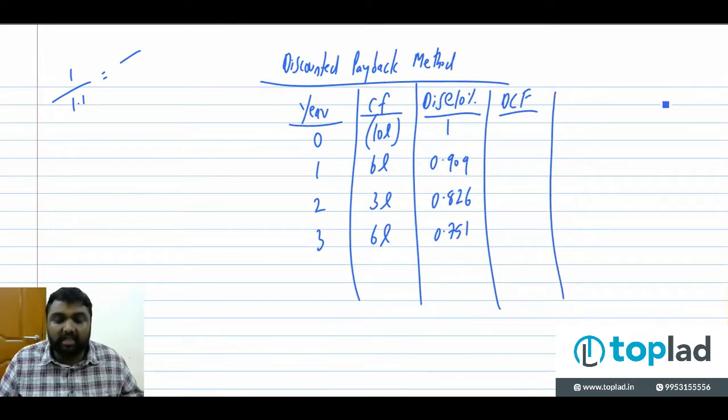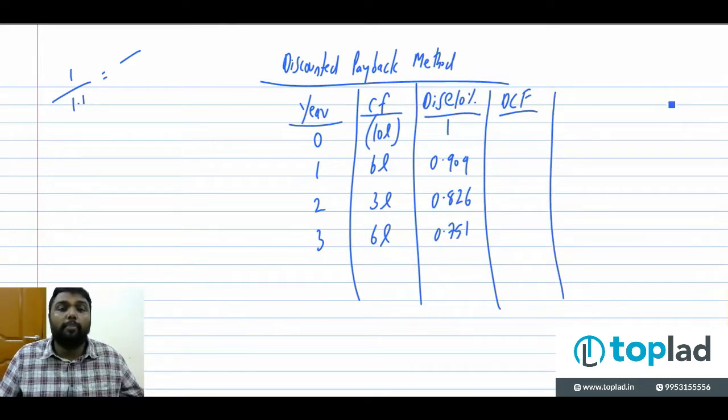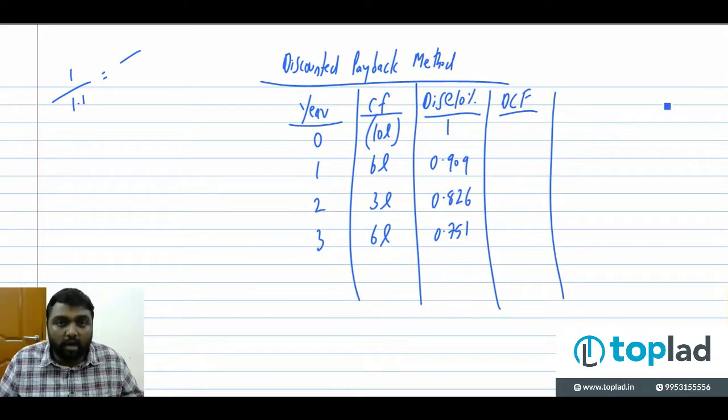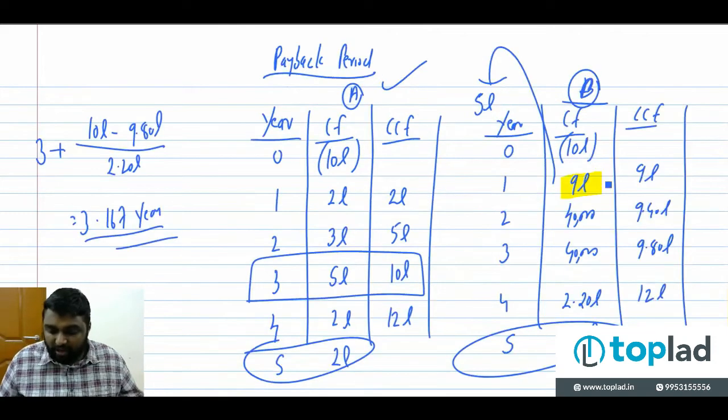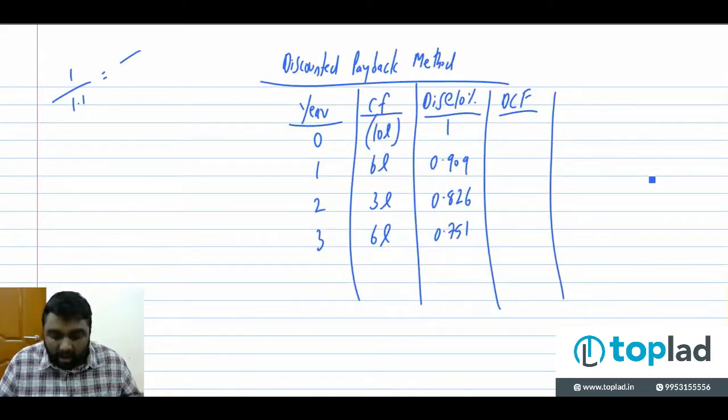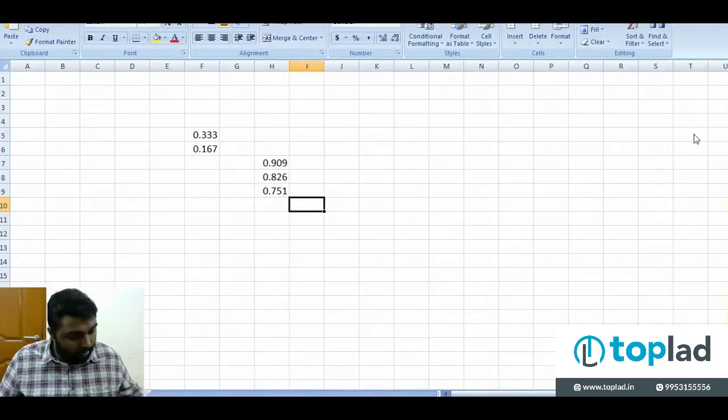So we were discussing which method? Discounted payback period. What is this discounted payback period? The discounted payback period tells that the time value of money, which is not considered under the normal payback, is considered here. So here we are finding out the value of money. So the cost we are identifying.